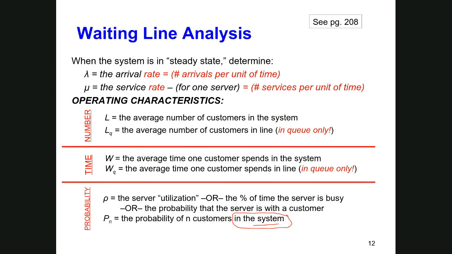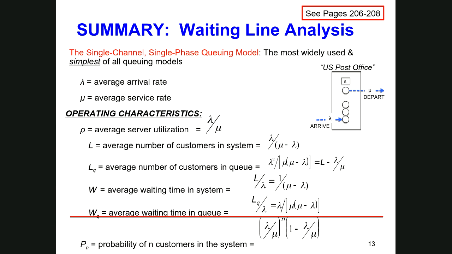The next slide I'm going to show you just briefly, and I don't want you to worry about this yet, but these are the formulas. Given that we know our arrival rate and our service rate, and that we have the exponential distribution, we can calculate these operating characteristics using the formulas shown on this page. I'm not going to worry about this too much. You'll also see these formulas on pages 206 through 208.